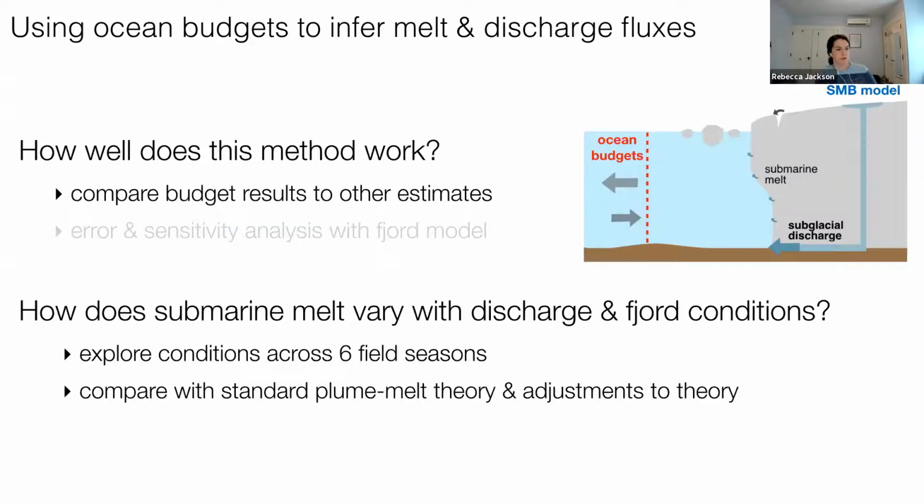And so basically what I'm doing with these budgets is two things. The first is testing how well this method works. And one thing we can do is compare the budgets with results from other estimates. So we have these ocean budgets from measurements in the fjord, and I'll compare them with the surface mass balance model that predicts subglacial discharge based on upstream measurements. And then, getting at the crux of it, how does submarine melt vary with the discharge flux and other fjord conditions? And I'll look at this across a bunch of different seasons.